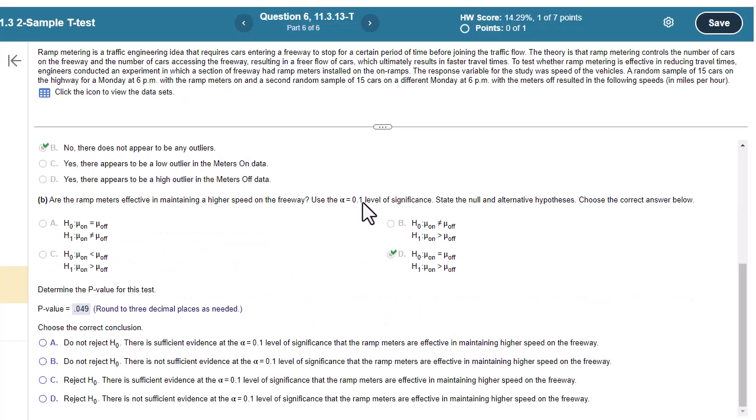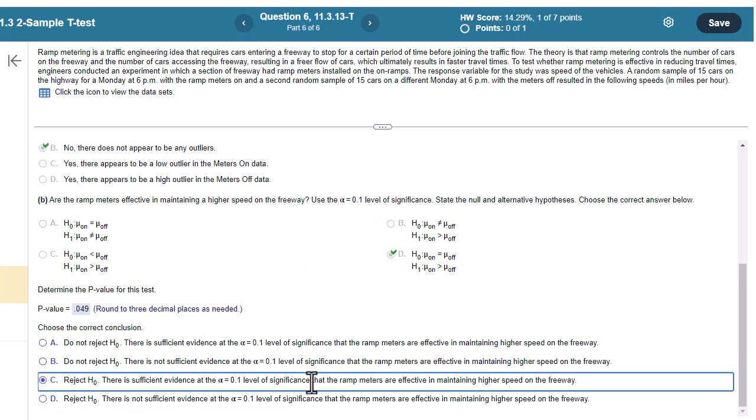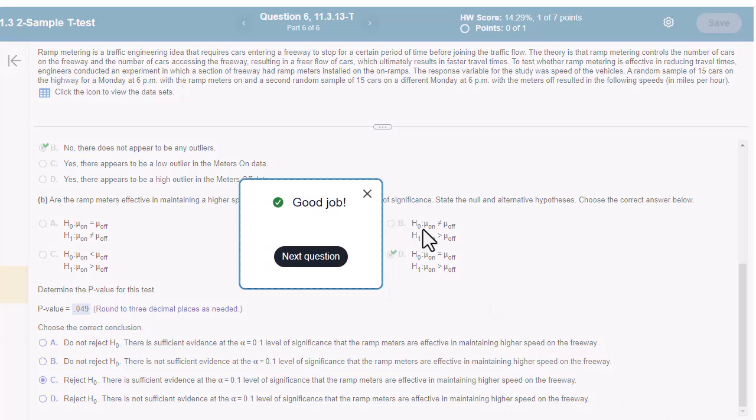So it is below the 0.1, so we are going to reject H0. There is evidence at the 0.1 level of significance that the ramp meters are effective at maintaining higher speeds on the freeway. All right, so I hope that helps.